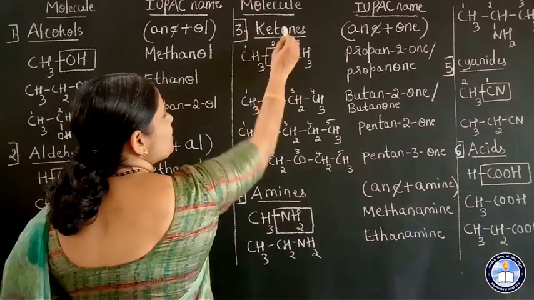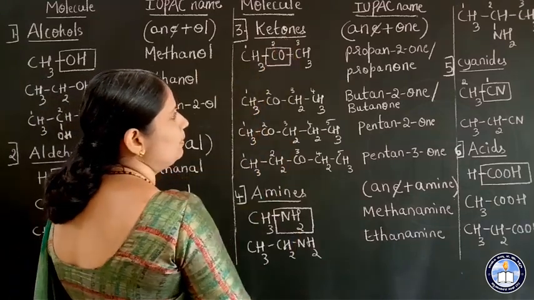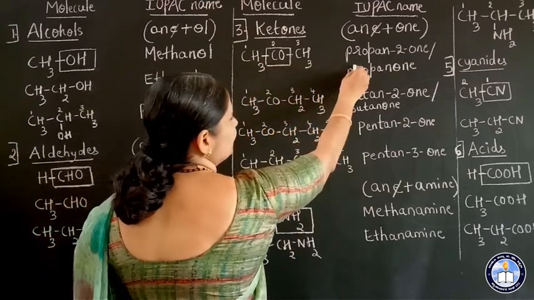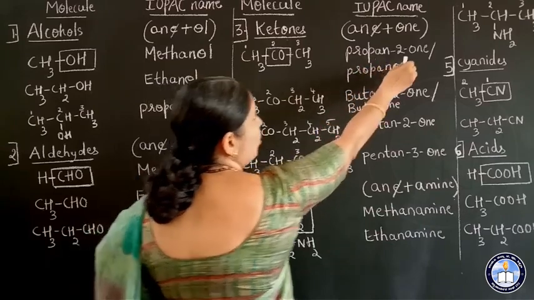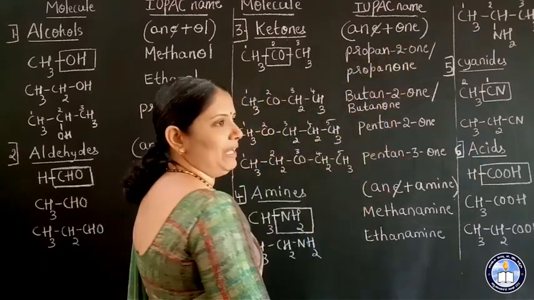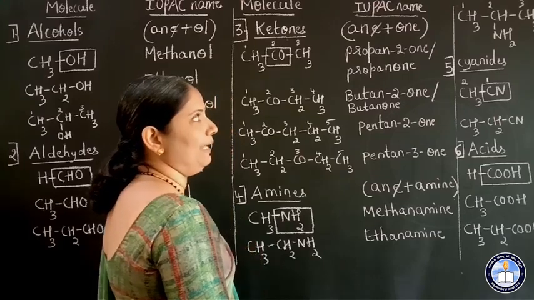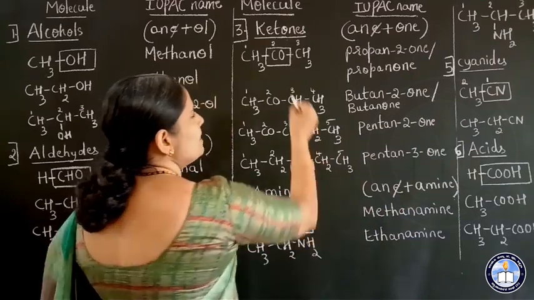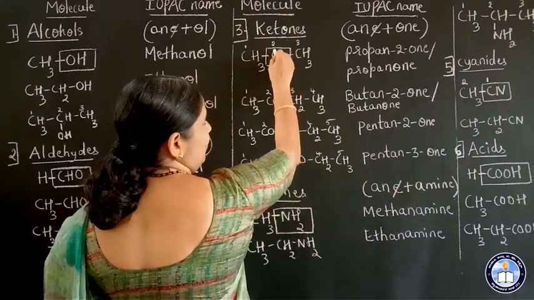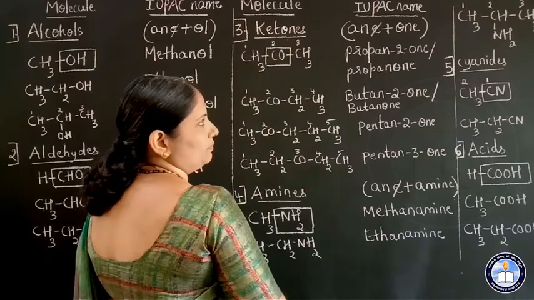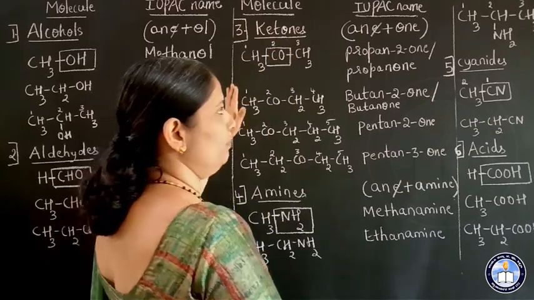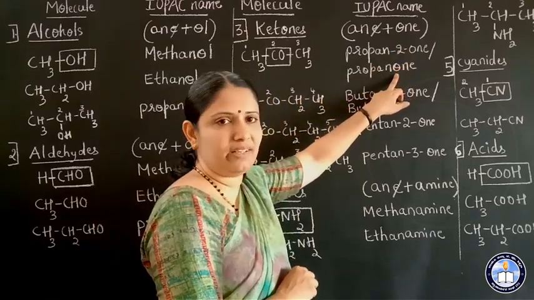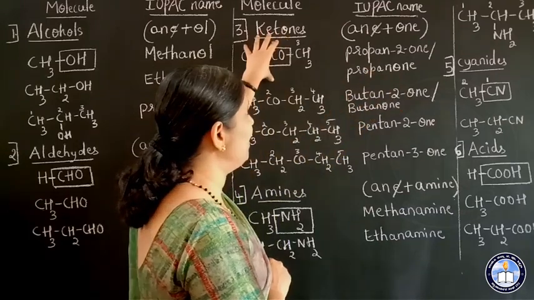Now next, ketones. Dash CO dash is the functional group. See here, how many carbon atoms? 3 carbon atoms. So prop, AN, E is replaced by ONE. The spelling is O-N-E, but how do you pronounce it? ONE. Propanone, butanone, pentanone. See here, for CO the locant is 2. In propanone, either you can write the locant before the suffix, or if you don't write it, it is understood. So this is the first member of the ketones.